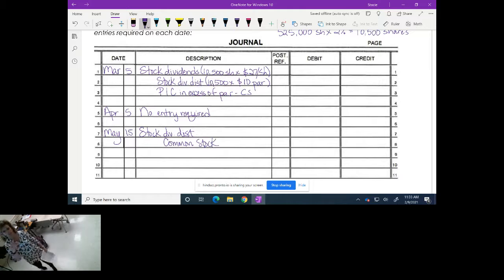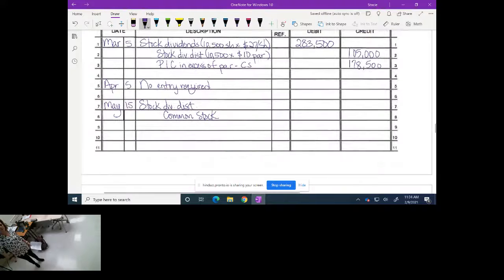What y'all get for stock dividends? 283,500. 283.5. And then what about distributable? 105,000. What about paid in capital? 178.3. 3? No, 5. Sorry, I can't read your own handwriting. All right, then no entry on that April 5th.